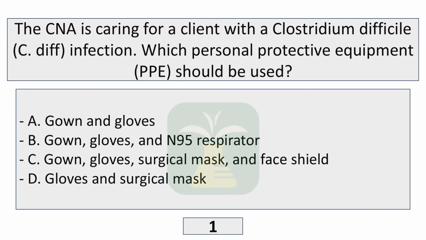A. Gown and gloves. B. Gown, gloves, and N95 respirator. C. Gown, gloves, surgical mask, and face shield. D. Gloves and surgical mask. Correct answer. A. Gown and gloves. C. diff spreads through contact with infected feces. Gown and gloves are sufficient.